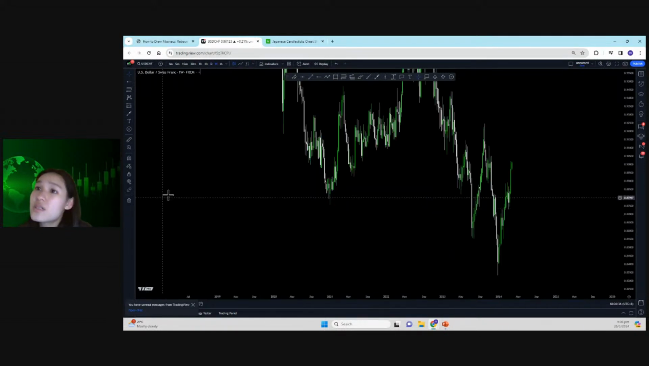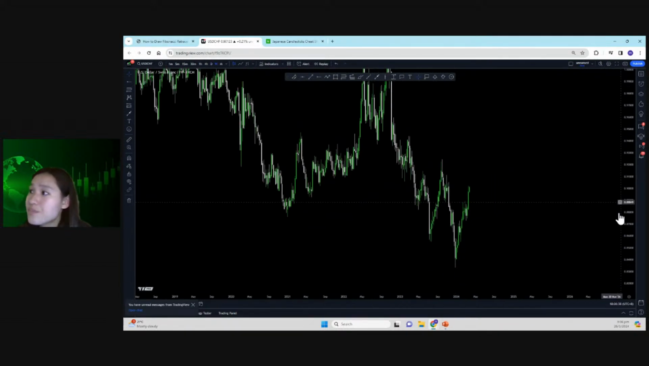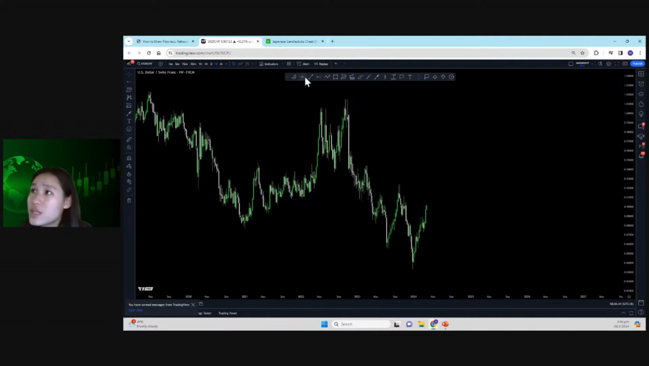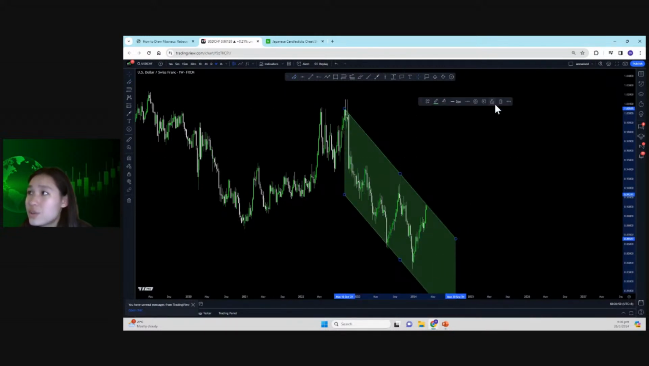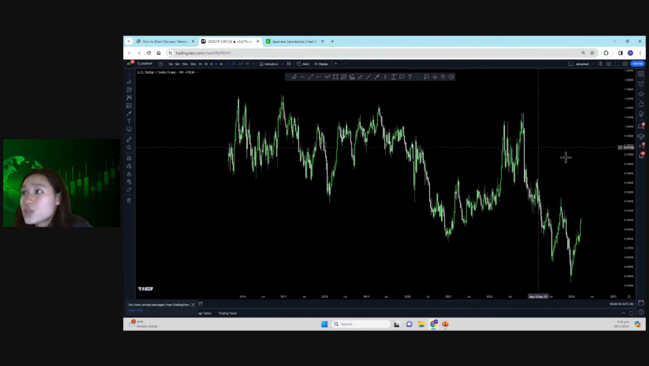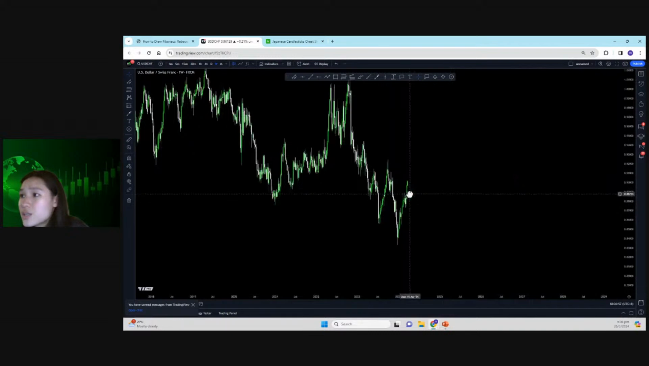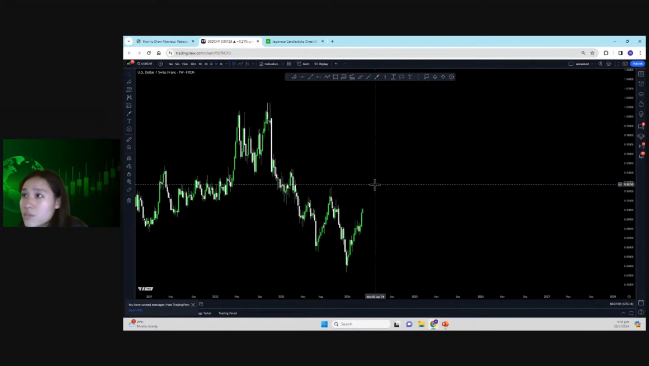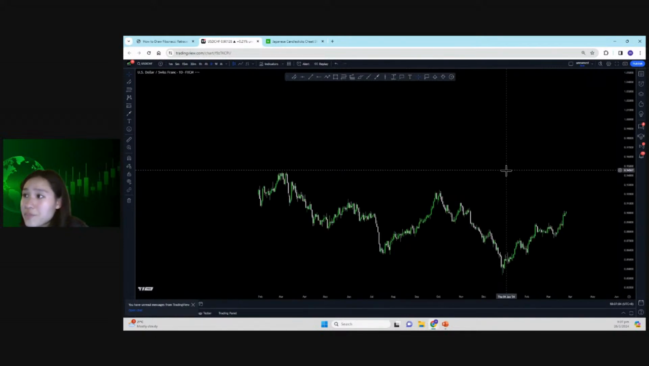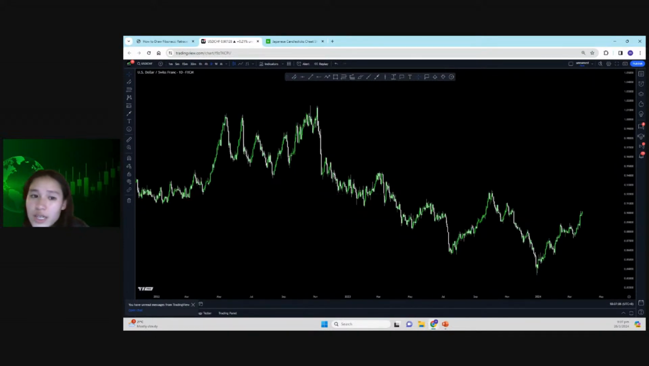Okay, starting off with our weekly time frame again. Over here we kind of see price moving in a downtrend, even though we don't have any trend lines or trend channels. But just by looking at it, it looks like it's moving in a downtrend. That's on our weekly time frame. Now let's analyze this on our daily time frame.